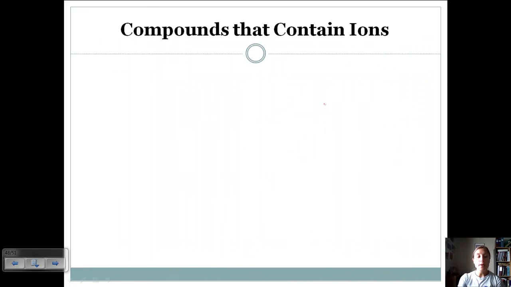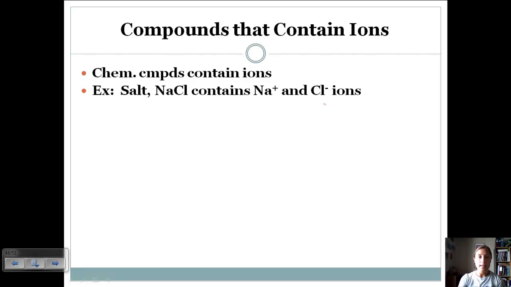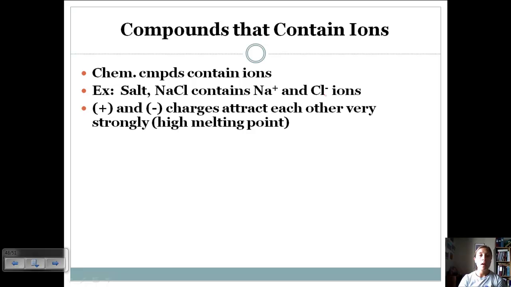Okay, so now we talked about ionic compounds a little bit, so let's go into that a little bit more. Compounds that contain ions are known as ionic compounds. So, for example, table salt, which is sodium chloride, contains the Na1+ ion and the Cl1- ion. Compounds need to be neutral, and so that's why we have a +1 and a -1. And in ionic compounds, the positive and negative charges are really attracting to each other. Think about the north and south pole of a magnet.